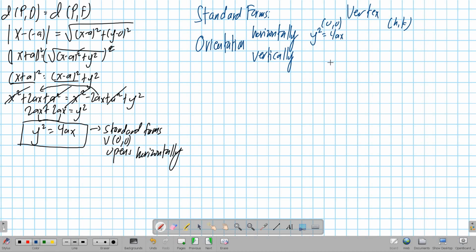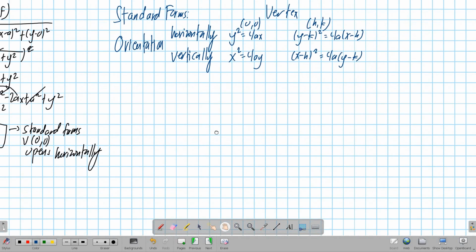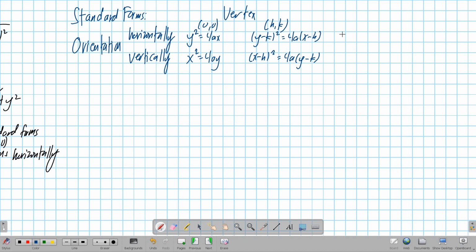If the parabola opens vertically with vertex at 0, 0, this becomes x squared is equal to 4ay. The derivation will just be the same. Once we have h, k, this now becomes y minus k squared is equal to 4a times x minus h. Just like how it appears in the equation of a circle. And similarly, if the vertex is at h, k and it opens vertically, it becomes x minus h squared is equal to 4a times y minus k.